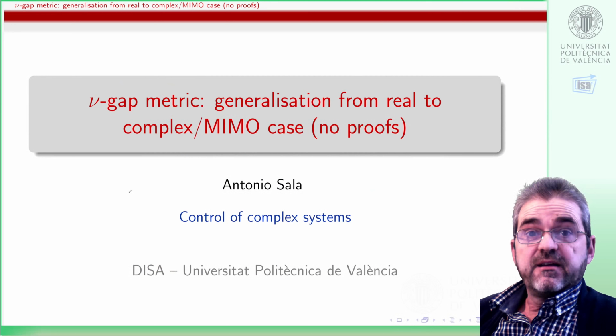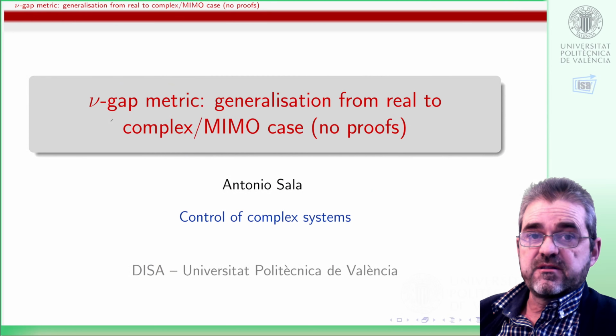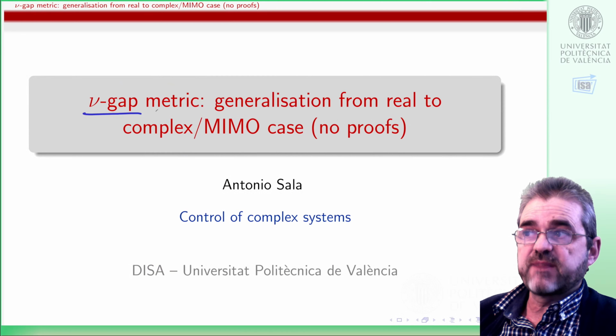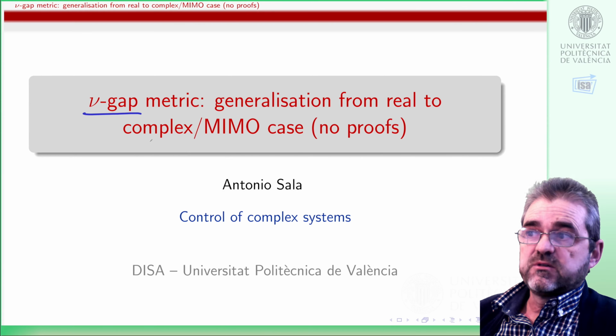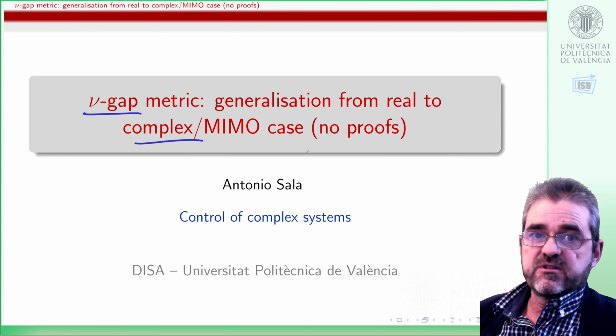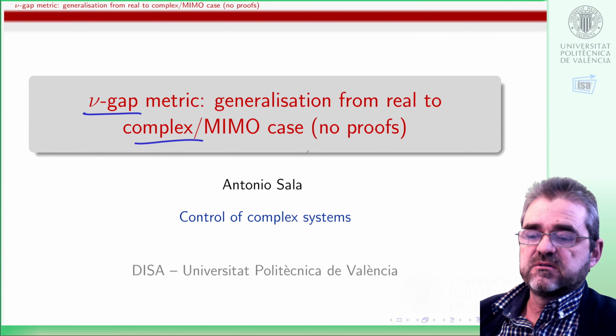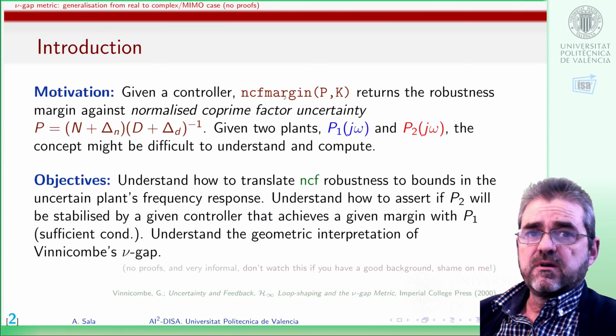I'm Antonio Sala. In this video we are going to discuss how to extend the geometrical interpretation of the new gap metric from Vinnicombe to a complex and multivariate case. No proofs, just a very fast and informal account of some ideas.